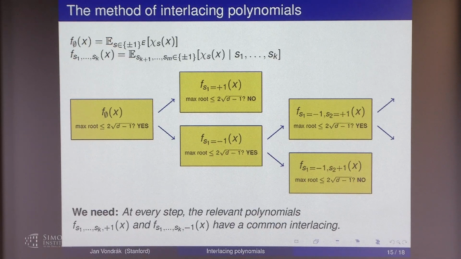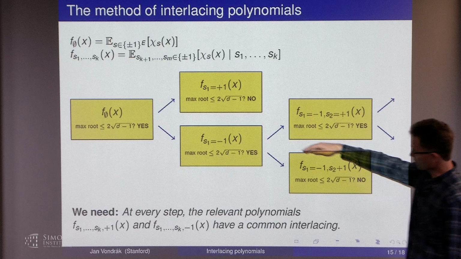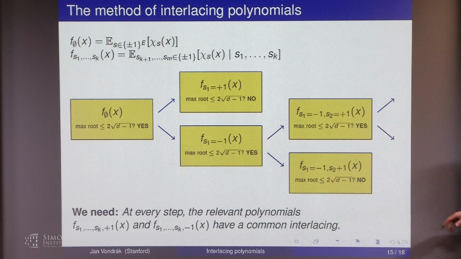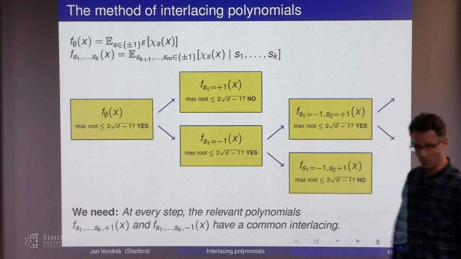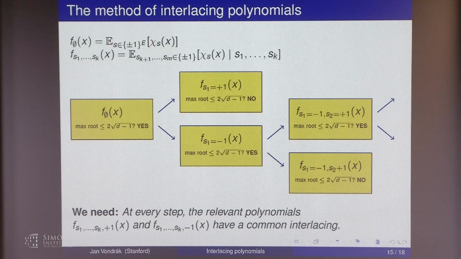And by the argument on the previous slide, the polynomial f of the empty set is a convex combination of the two polynomials where S1 equals plus 1 and S1 equals minus 1. So its maximum root is somewhere in between the maximum roots of these two. So for at least one of these two choices, the answer must be yes. The maximum root is still bounded by 2 square root d minus 1. So this is, in some sense, an algorithm, except it is not implementable in polynomial time like this.